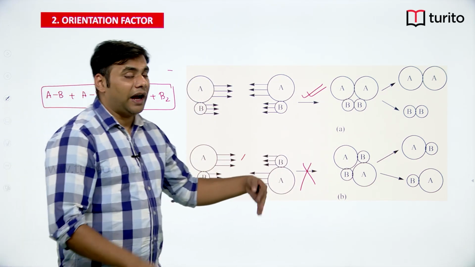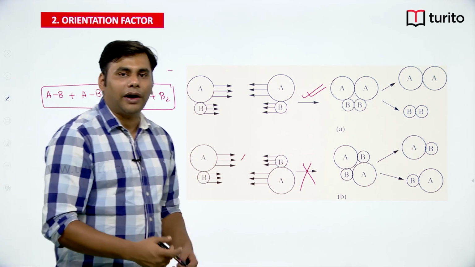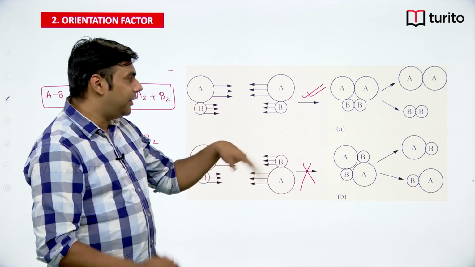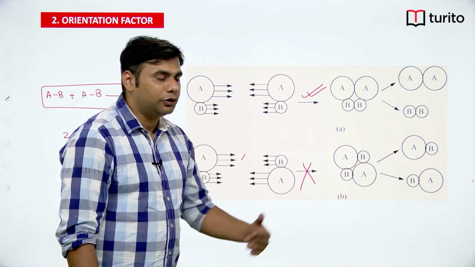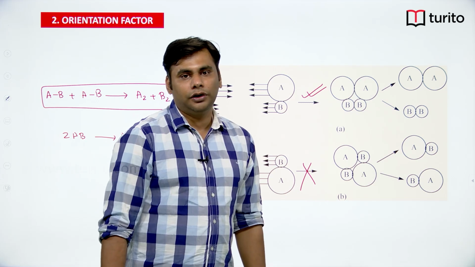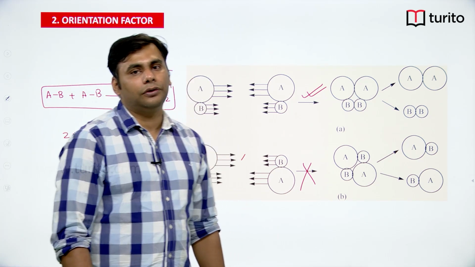So even though it might happen that the energy criterion is fulfilled, and on collision they are imparting energy which is greater than or equal to the threshold energy, it may happen that the reaction is proceeding at a very slow rate, indicating that the orientations of the collision were not proper. So orientation is again a very important factor that has to be understood.